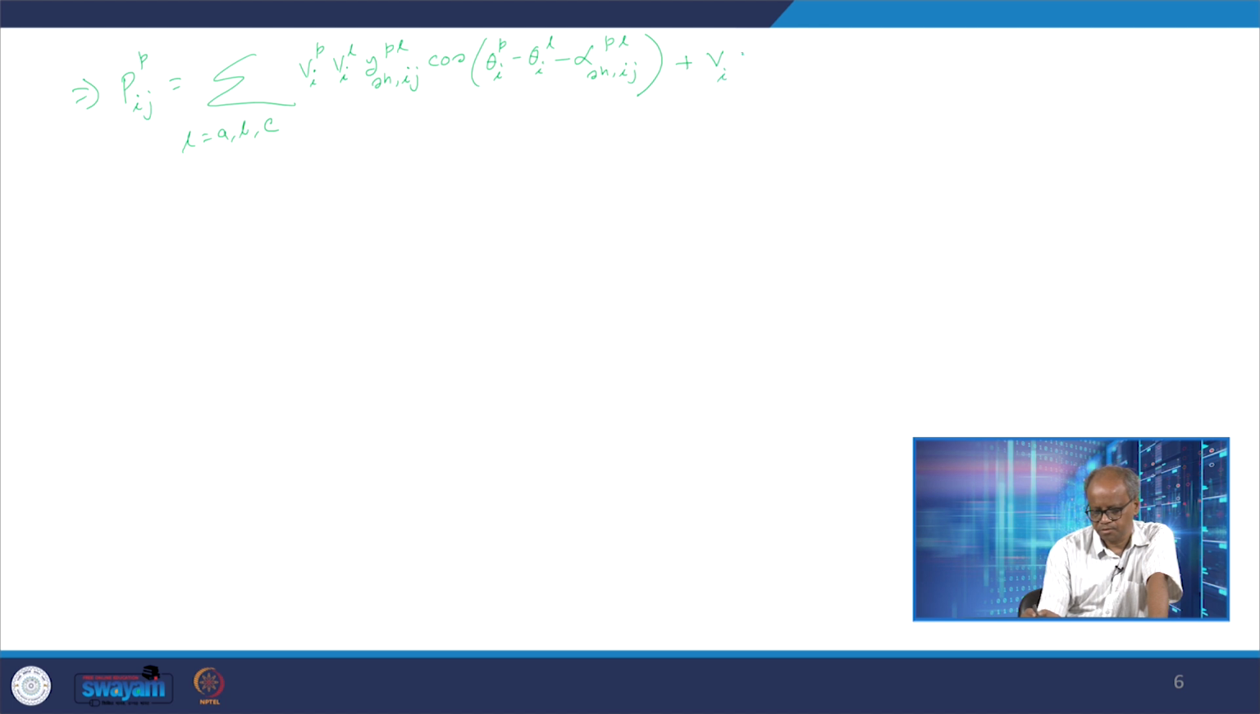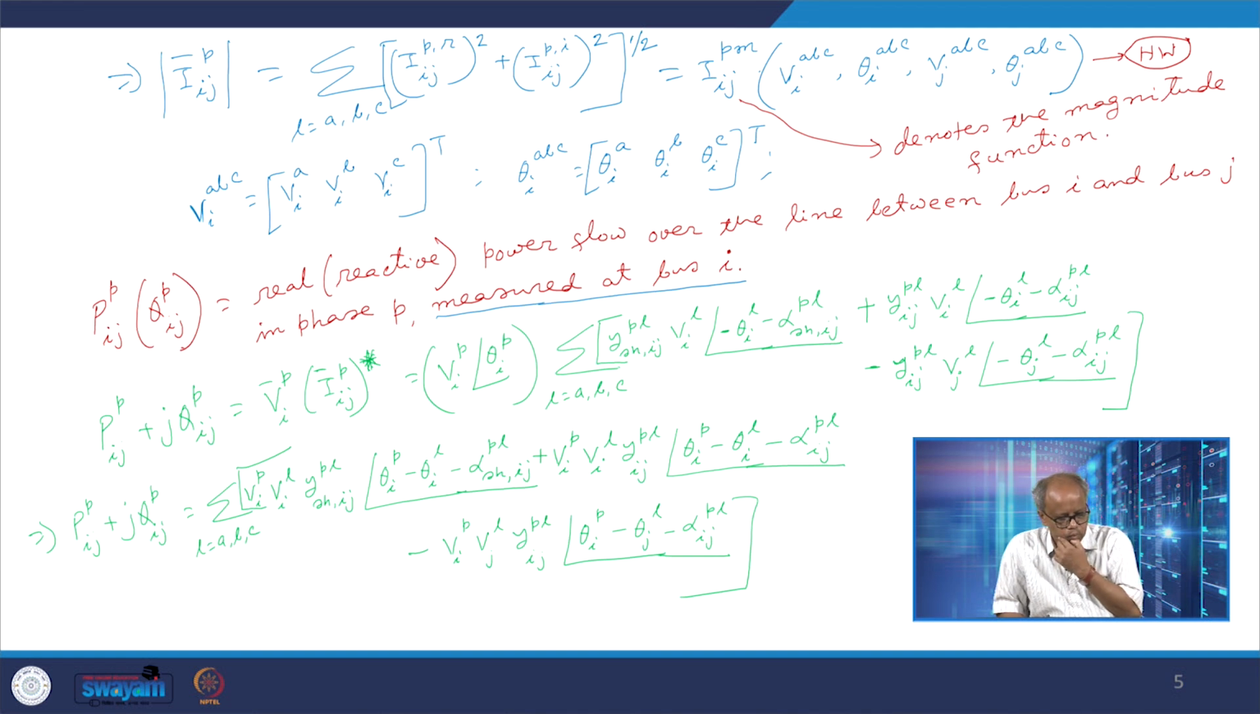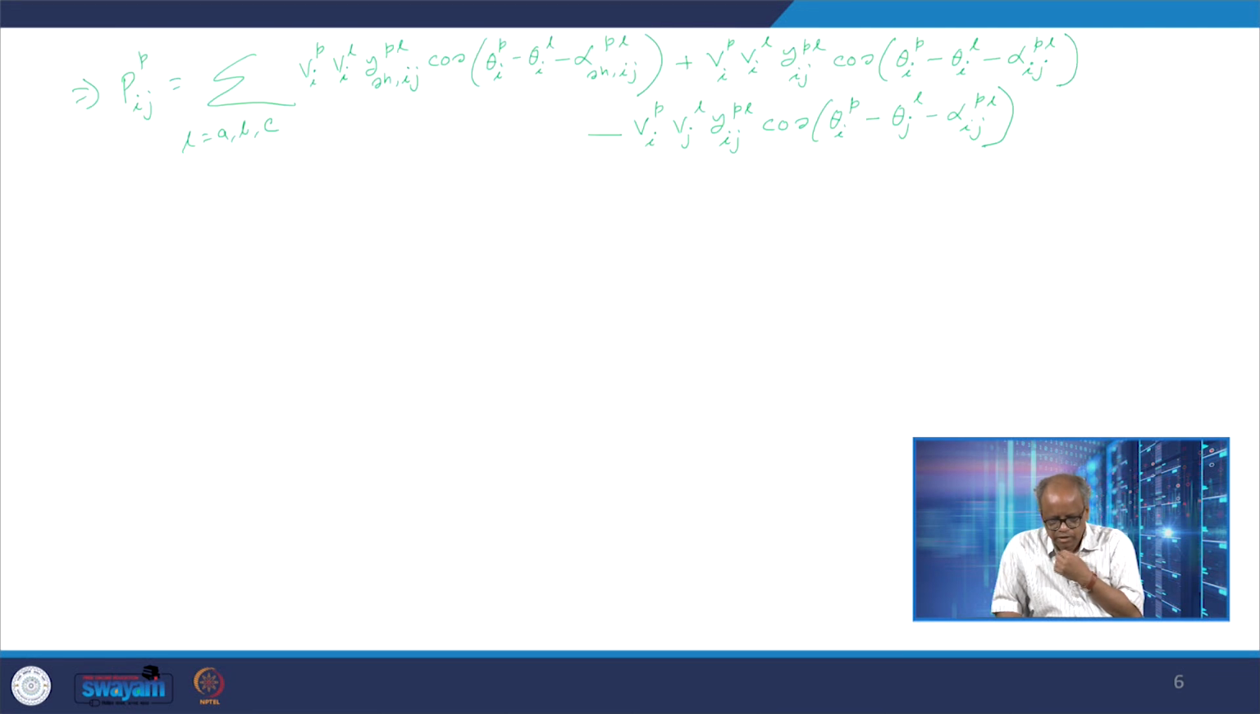plus V_ip V_il Y_ijpl cosine theta_ip, then minus V_ip V_jl Y_ijpl cosine of theta_ip minus theta_jl minus alpha_ijpl. Right. So, that is how it will go. Correct? That is how it will go.